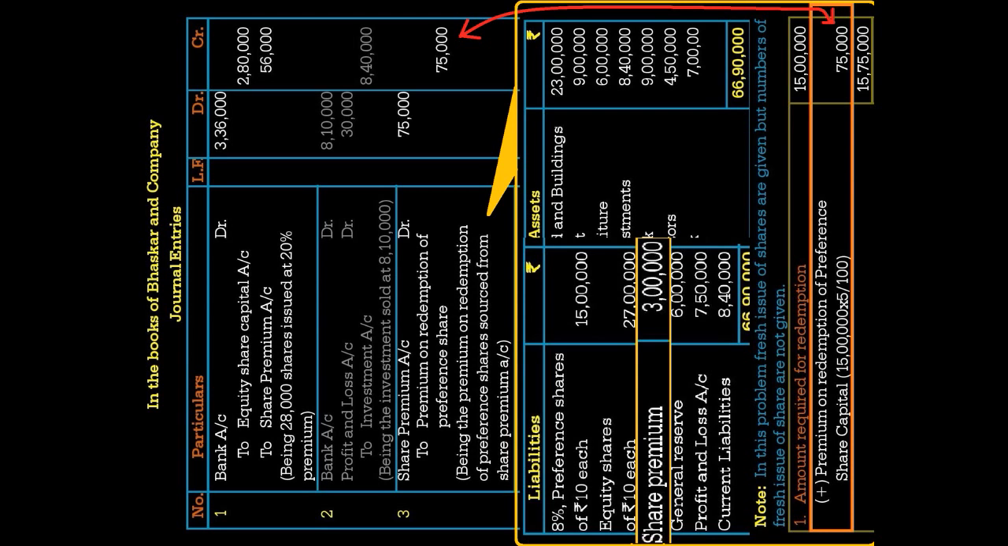Let us transfer it to the premium on redemption of preference shares. Share premium account debit to premium on redemption of preference shares, that is 75,000. That is the premium which we are going to pay at the time of redemption of preference shares. 75,000, being the premium on redemption of preference shares transferred from share premium account.